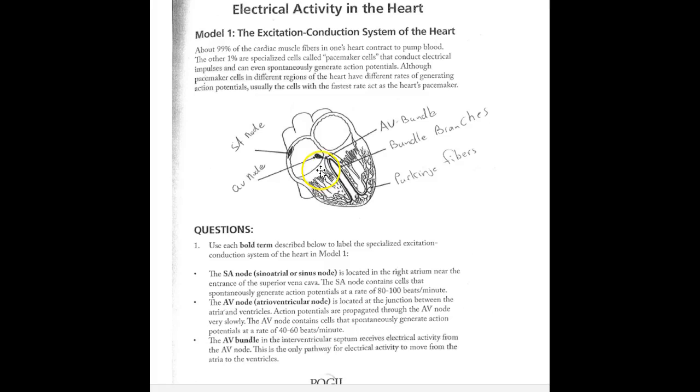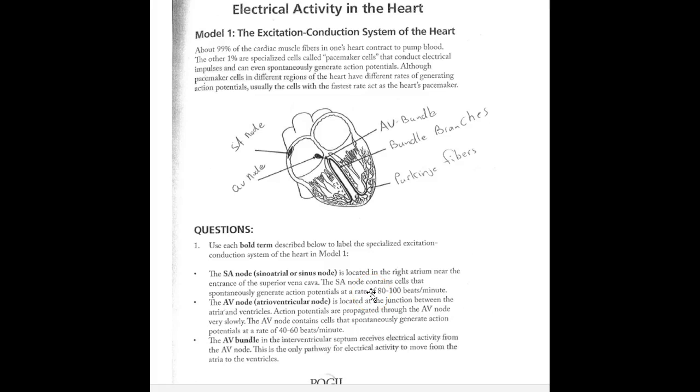One, you want to know where each piece of the intrinsic conduction system is located. So SA, I won't go over it, but you can see where they're located here. And then know the order in which action potentials are going to travel through the intrinsic conduction system. And it's just like it's outlined here: SA node, AV bundle, bundle branches, and Purkinje fibers. There's some other stuff just to point out.